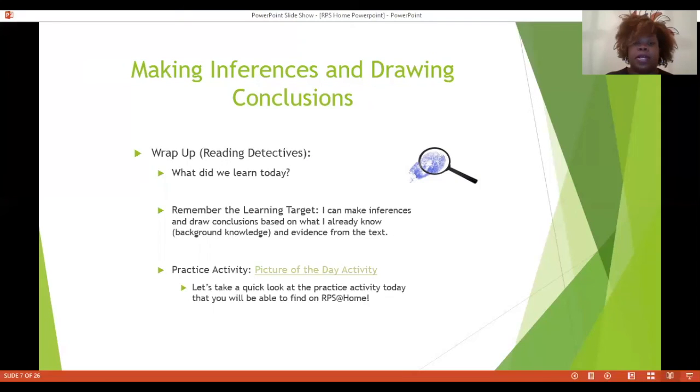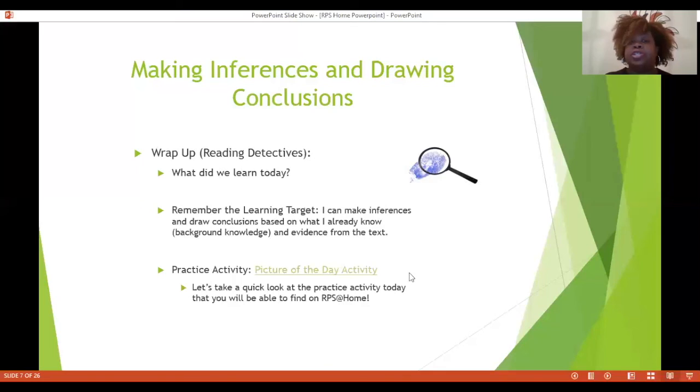As we end today, I want you to remember what our learning target is for this week, and that is I can make inferences and draw conclusions based on what I already know, my background knowledge or experiences, and evidence from the text. We are going to say that over and over again. And remember, a good detective has a playbook, and so that anchor chart is a part of your playbook. So I want to make sure you have that at tomorrow's lessons.